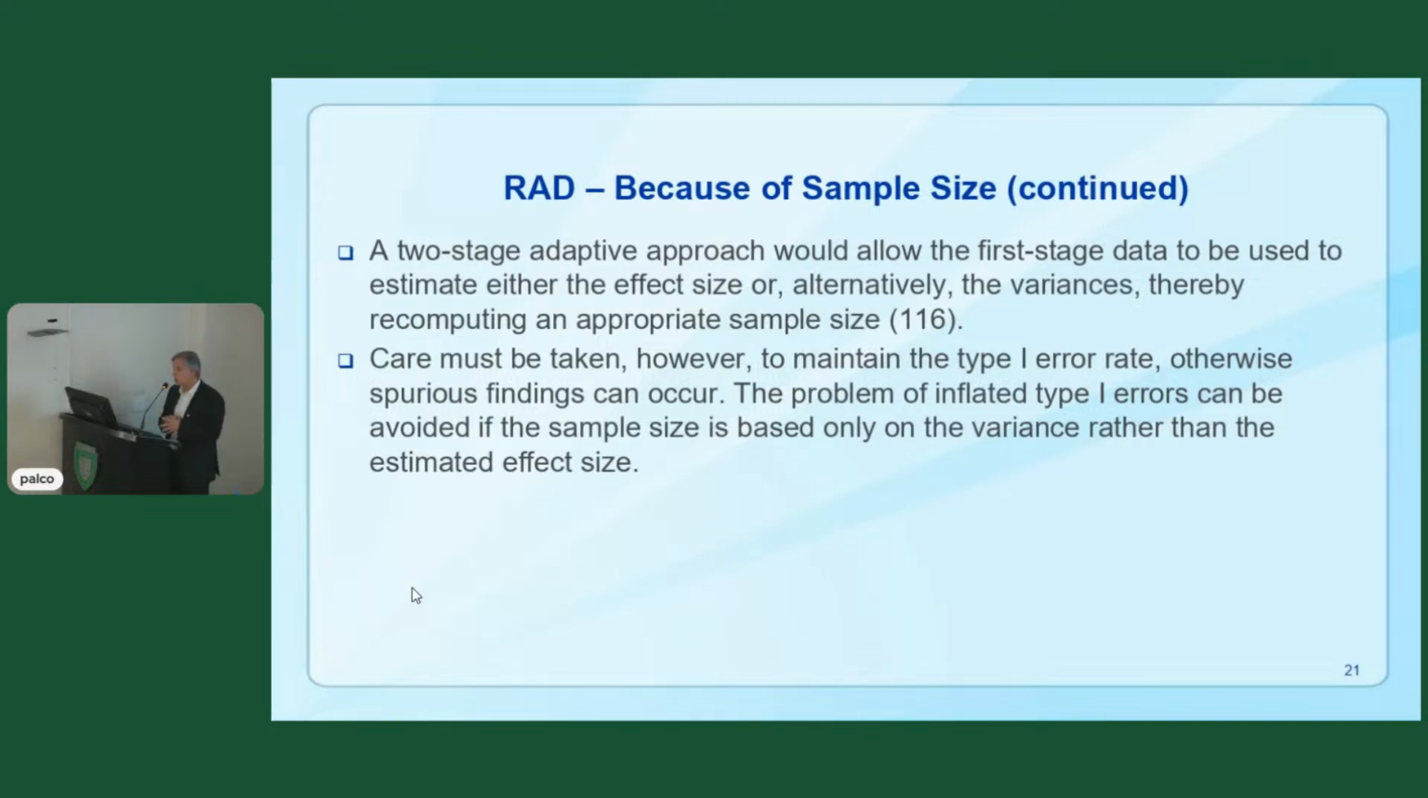A two-stage approach would allow first stage data to be used to estimate either the effect size or alternatively the variance. That's what I do, thereby recomputing an appropriate sample size, including more people. Therefore, I need to modify the enrollment, the uptake of the people who should be involved in the study, okay?